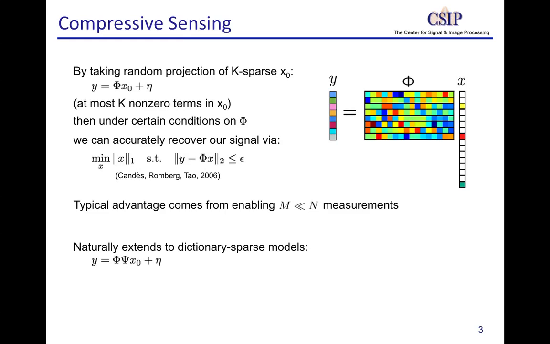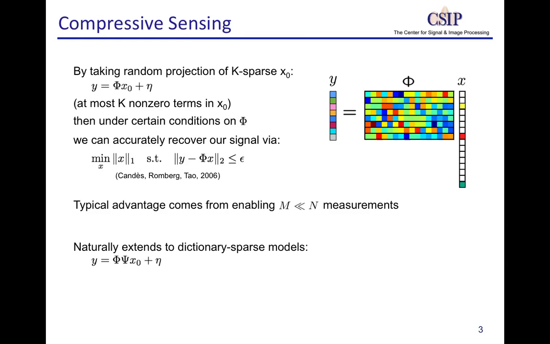Then under certain conditions on phi that we'll talk about in a second, we can accurately recover our signal using this L1 minimization subject to these constraints here. This is just a constraint on the residual error between y and phi x. Usually the reason we want to do this is because we can simplify the acquisition by enabling something like 1,000 measurements for a length million signal, something like that. And that's going to allow us to build simpler hardware usually.